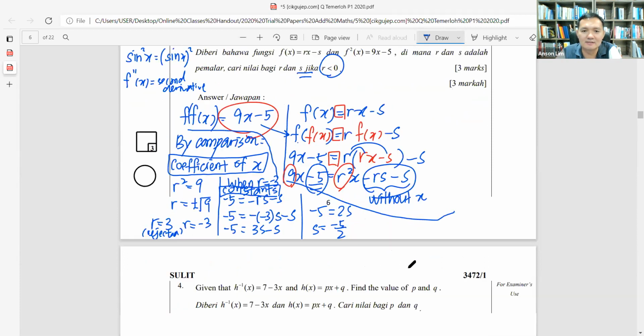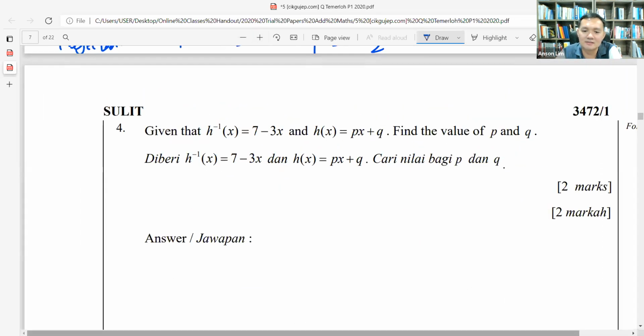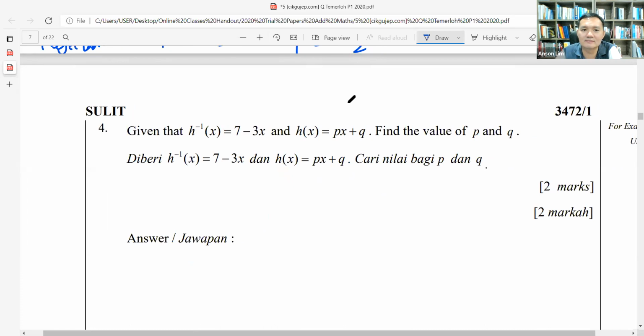Okay, done. Well, this question, 2 marks only. Everyone do this question now. See whether you can do or not. If you cannot do, must ask. Okay, I'm waiting for your answer.